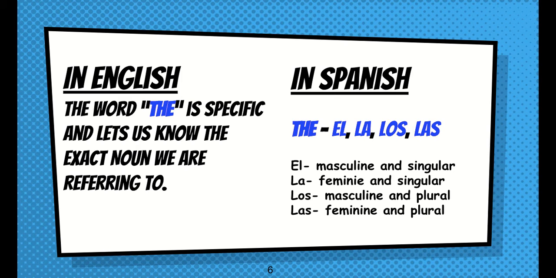So, for example, if I say, I need the book, there's a very specific book I want from you. Or if I say, I need the computer, there's a very specific computer I'm talking about. Whereas if I address the whole class and I go, hey, I need a computer, anyone's computer will do. So when I use the word the, I'm being specific.